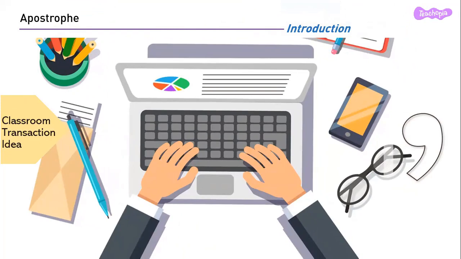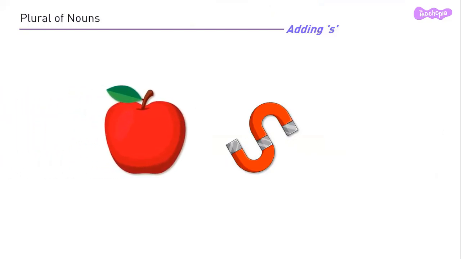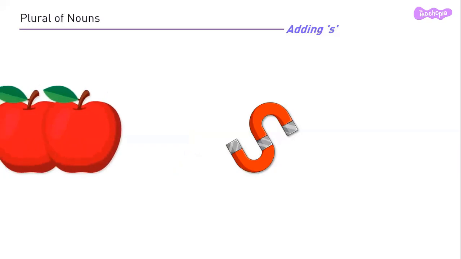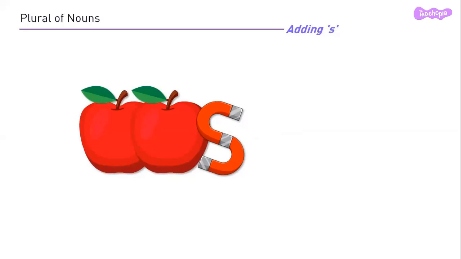Having talked about how to deal with pronouns and apostrophes, let us discuss a little about how to deal with plurality of nouns or multiple nouns. This is a magnet and this is an S magnet. Unlike the regular magnet which attracts metal, the S magnet gets attracted to multiple nouns. If you bring a single noun near it, it does not attract the noun. But if you bring multiple nouns near it, it attracts them and creates the plural of the nouns.